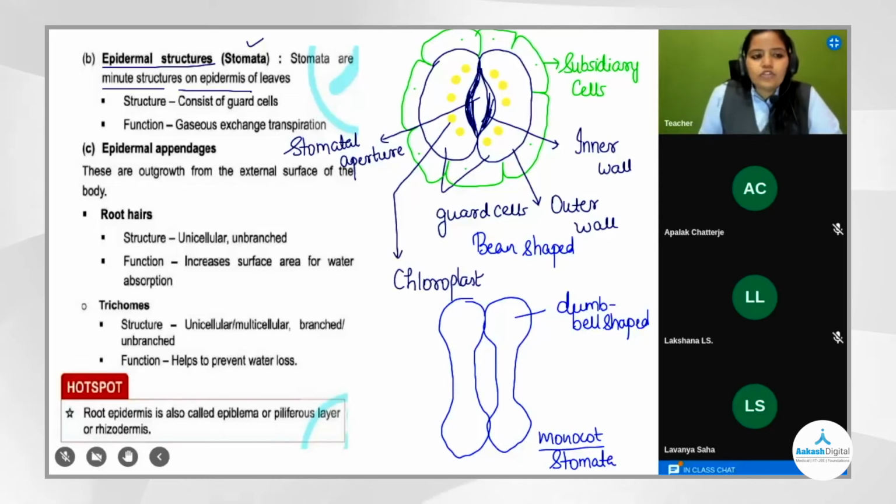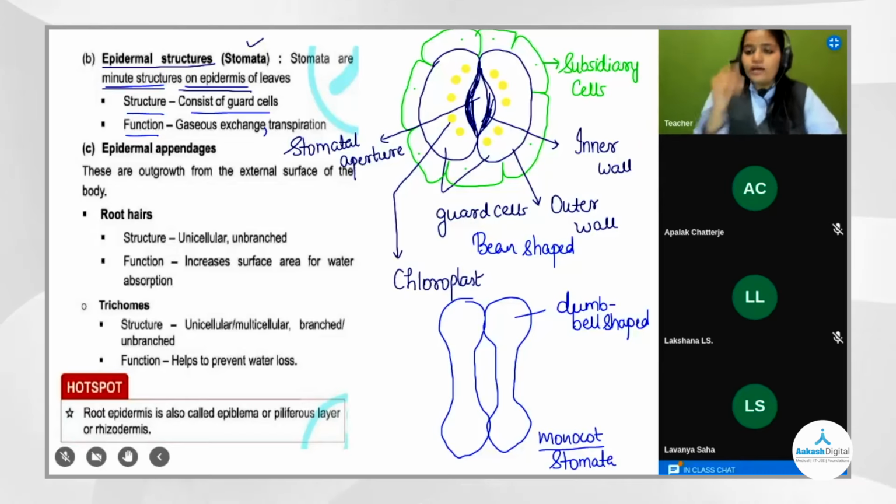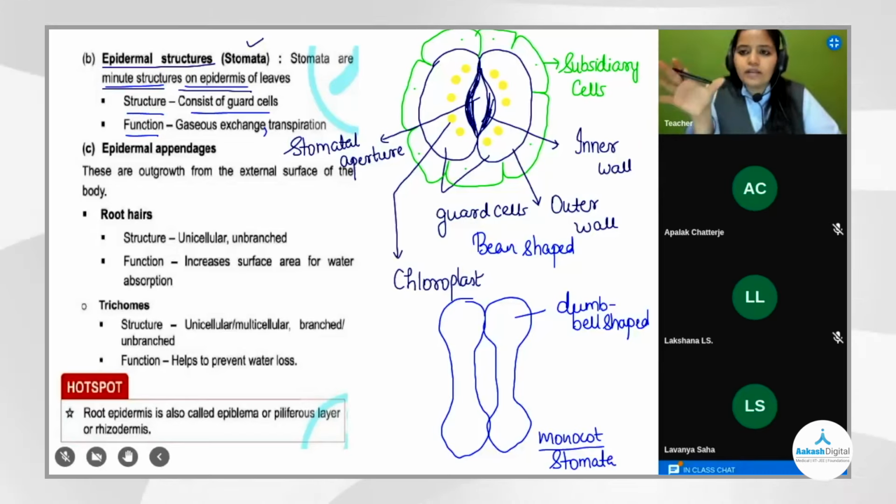So here we can say that the stomata are minute structures on epidermis of leaves. The structure consists of guard cells, and in function, it helps in gaseous exchange and in transpiration also. Transpiration is water loss, but we know that transpiration is a necessary evil because it is kind of allowing loss of water from the plant. But if it does not pull the water, what will happen? There will be no water supply within the whole plant, because this water supply is like a river, where all the things required by any part of the plant body can be transported along with this water only. So that is required, beta. So it's a necessary evil, we will say.